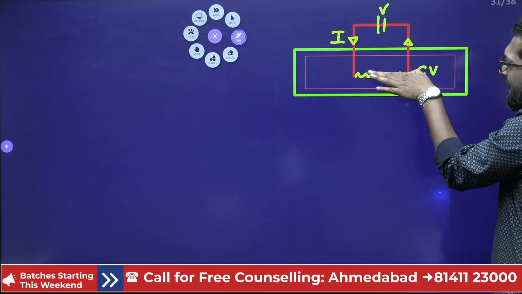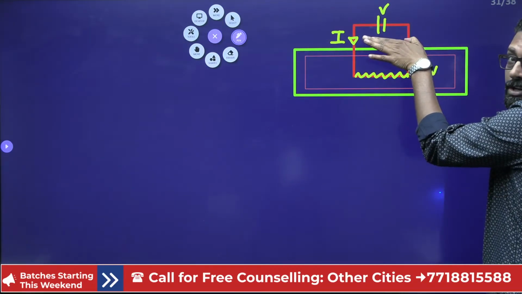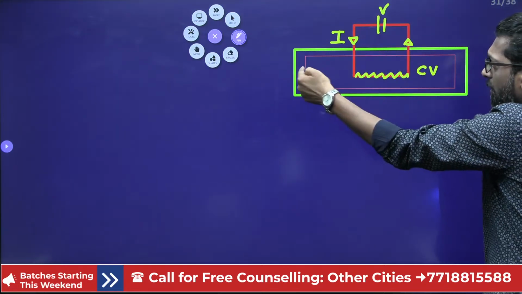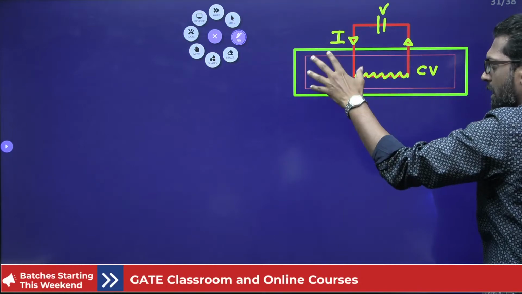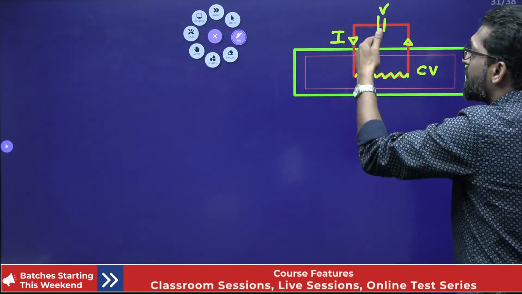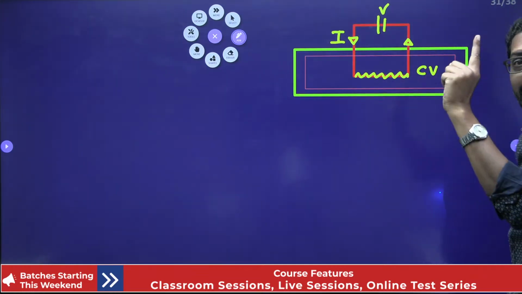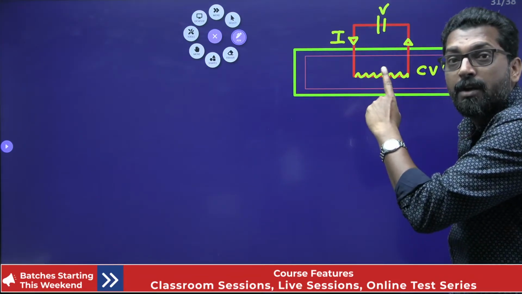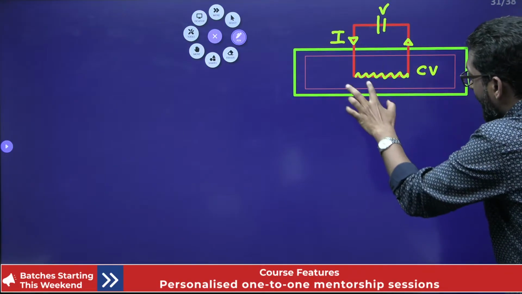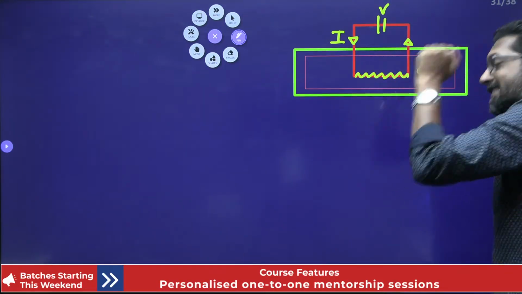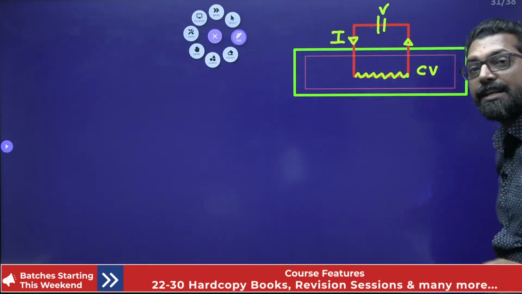If this coil is outside the duct, the gas will be heated, the gas temperature will change, and that change is due to heat transfer. So in this case, there is no heat transfer, only work transfer takes place. Why? Because this device, the electrical heater, is inside the control volume. It is not crossing the boundary as heat, okay?